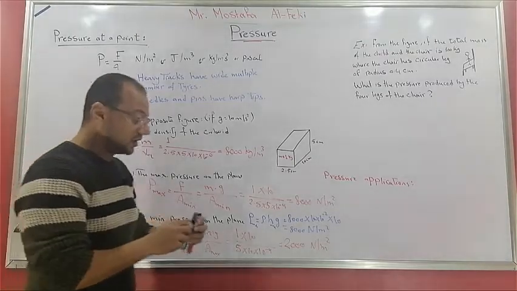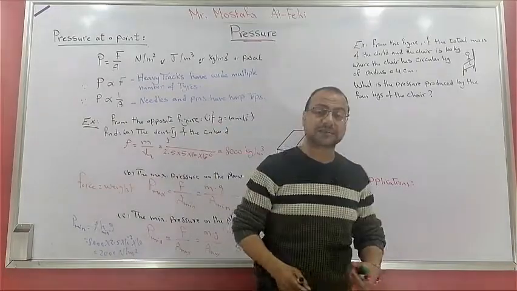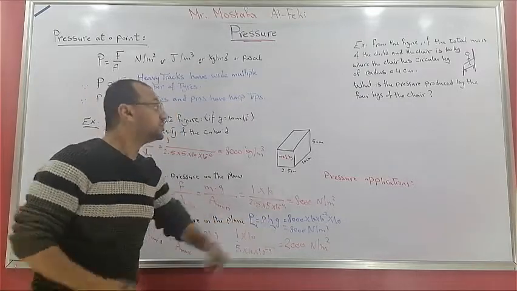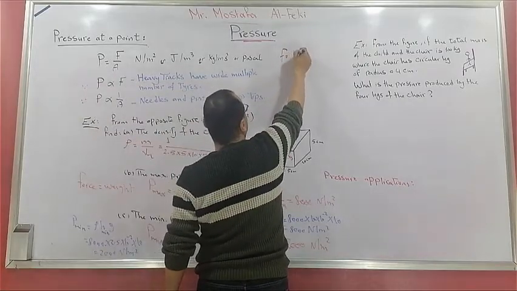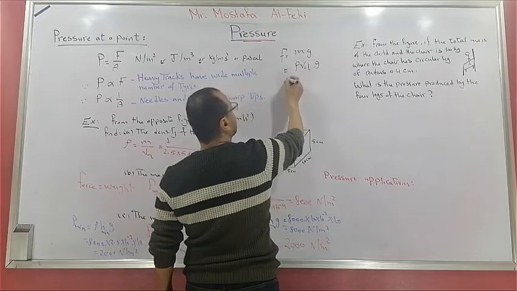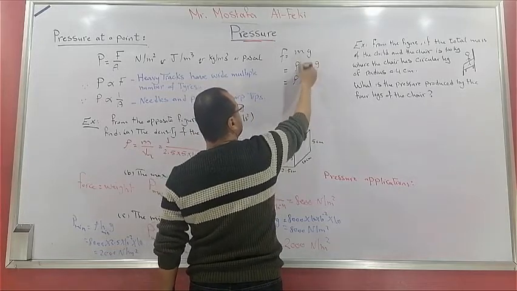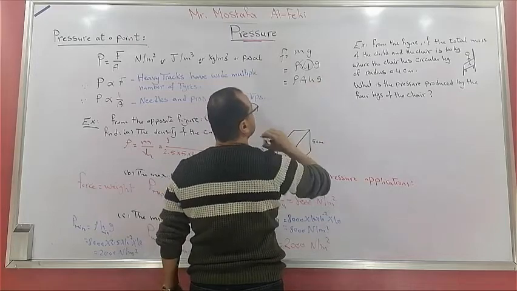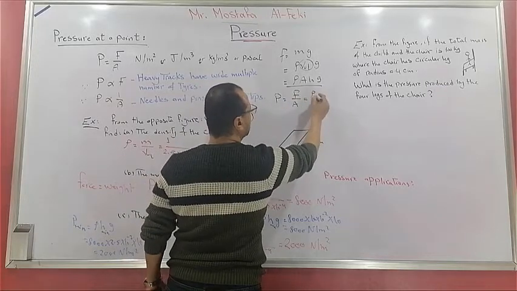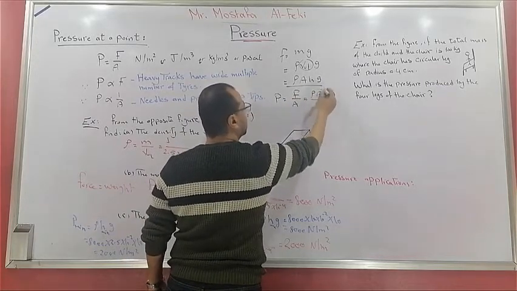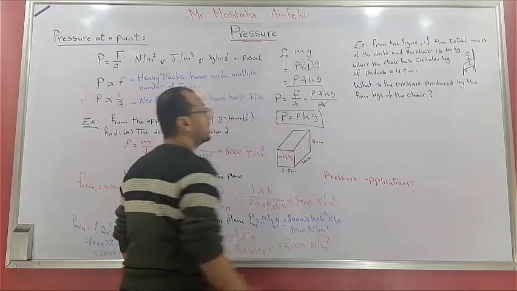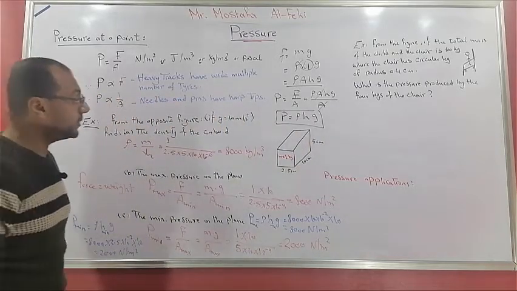There is another way to find the minimum and the maximum pressure. From where do we get rho h g? Since the force equals mass times gravity, and the mass equals rho times volume, and the volume equals area times height, then the pressure, which is force over area, equals rho A h g divided by area. Cancel area with area, then the pressure equals rho h g. This is another formula for the pressure.